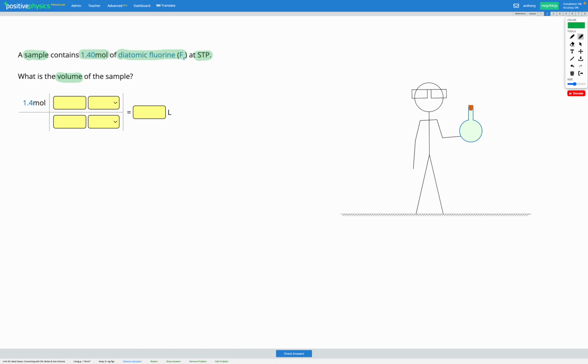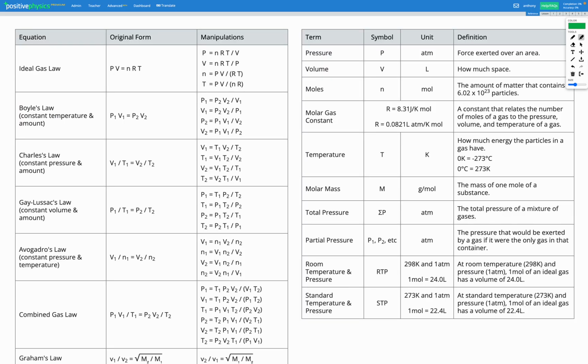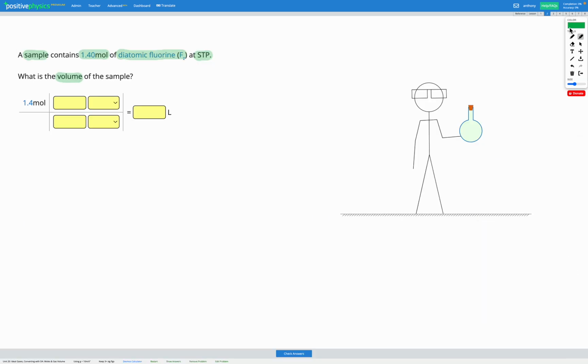Okay, so let's head to our equation sheet. If we have a look down here, we've got standard temperature and pressure. STP is defined as 273 Kelvin and 1 atm. And we're told that at STP, 1 mole of gas equals 22.4 litres. So let's write that all down. STP means 273 Kelvin and 1 atm, and at STP, 1 mole of gas takes up 22.4 litres of volume.